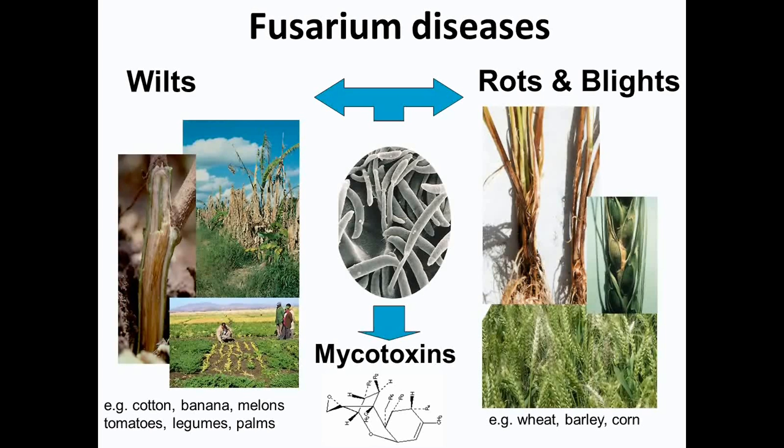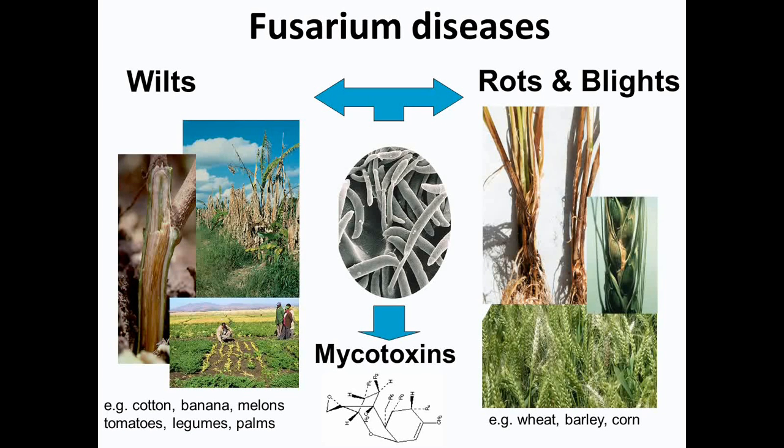As you can see here, for instance, this is crown rot disease caused by Fusarium pseudograminearum, and this is head blight disease caused by a related Fusarium species, Fusarium graminearum. But there are also other Fusarium species such as Fusarium verticillioides, which can cause great damage in maize ears.